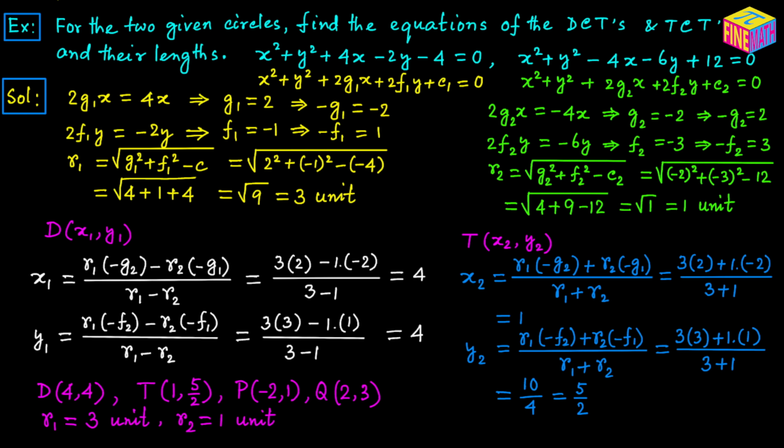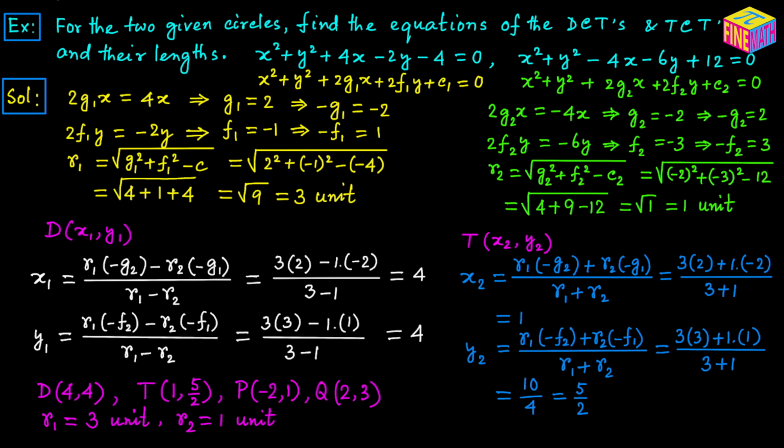And here I have made a summary note that the coordinates of D, which is the point of intersection of the direct common tangents, are 4, 4, and the coordinates of T, which is the point of intersection of the transverse common tangents, are 1, 5/2. The coordinates of the center of the first circle would be negative 2, 1, and the coordinates of the center of the second circle would be 2, 3. The radius of the first circle is 3 units, and the radius of the second circle is 1 unit.